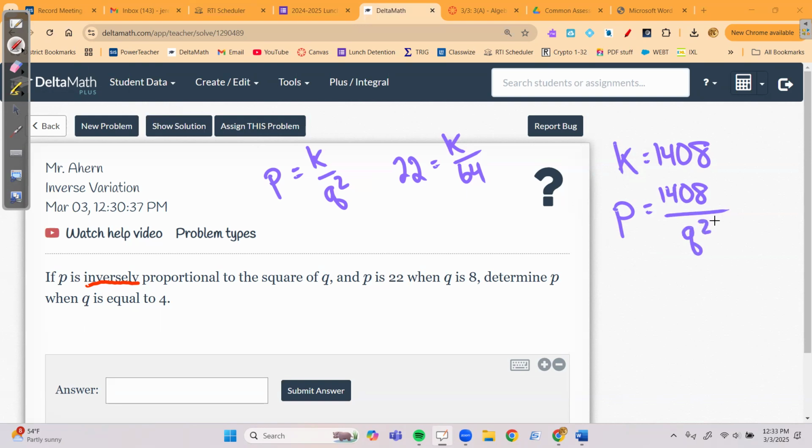And then all we got to do is solve. So they're going to give us something. They say to determine the value of P when Q is equal to 4. So again, you just take 4 and stick it right there. And what's 4 squared? 16. So you're just going to go with P equals 1,408 divided by 4 squared, which is 16.